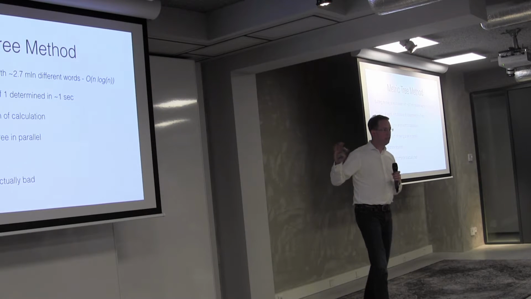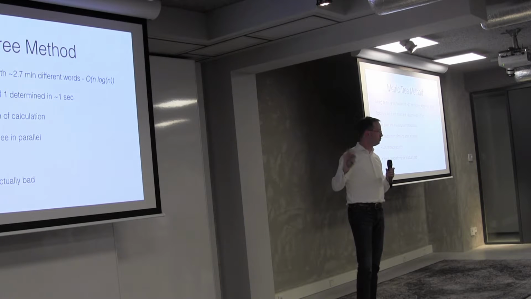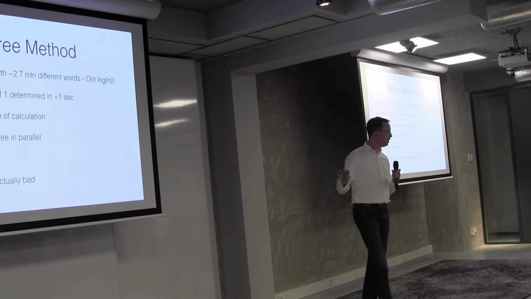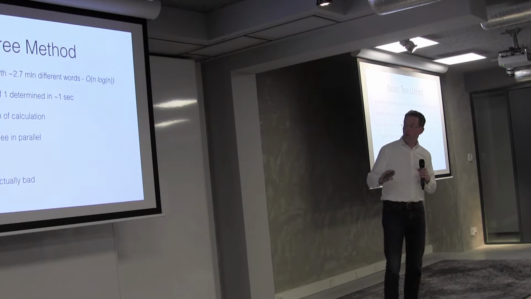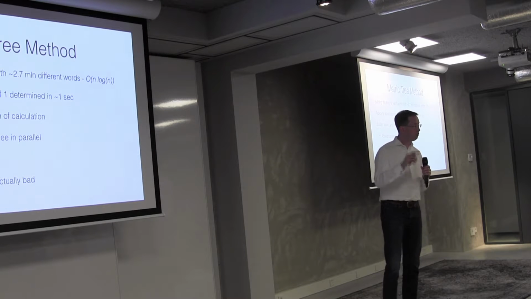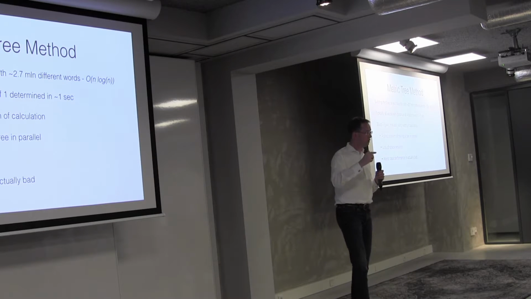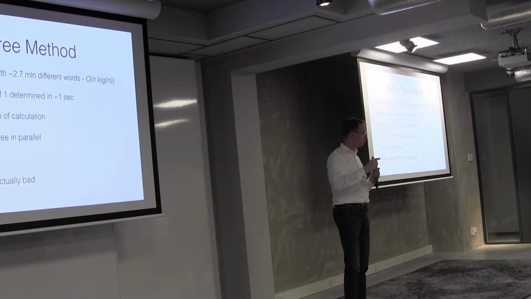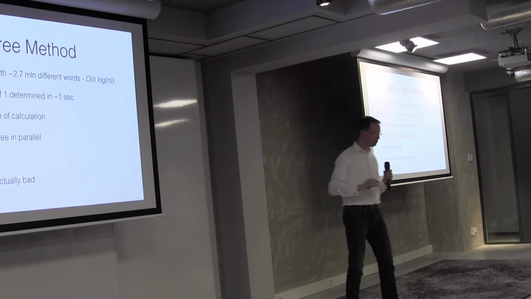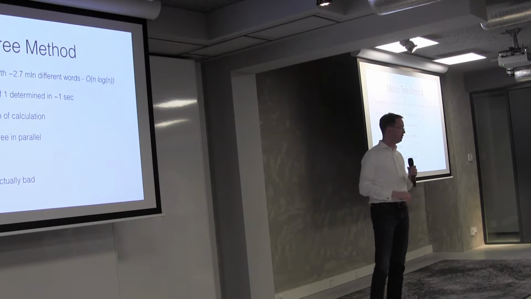So building that tree doesn't take too long. It's like 5 minutes for a 2.7 million dictionary. And typically all the words within a distance of 1 in a 2.7 million dictionary would be done within a second. So that's pretty fast compared to calculating all the distances.